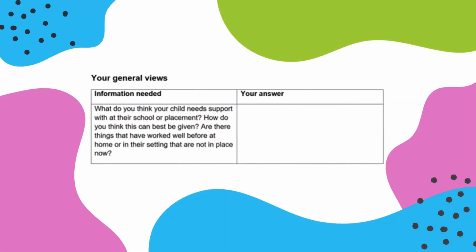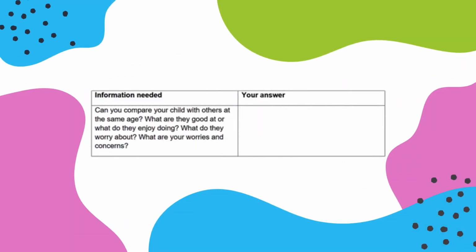The following section asks for the parent, carer's views on what support they believe the child needs at a school or placement. It also asks how they believe this support can be best given. This section also asks if there are any things that have worked well before, and this can be at home or in an education setting, that are not in place at the moment. Again, if there is more information than can fit in the box provided, this can be added to an additional sheet. This should be stated in this box. For example, please see additional information in attached appendix.